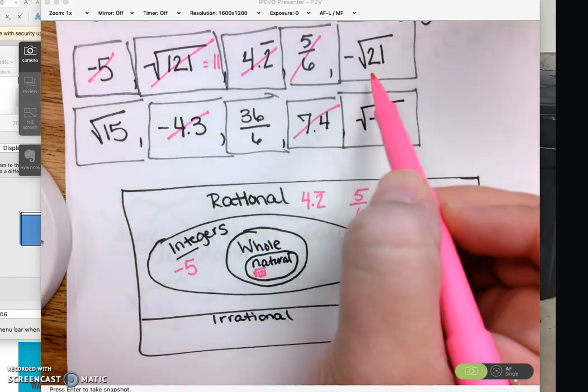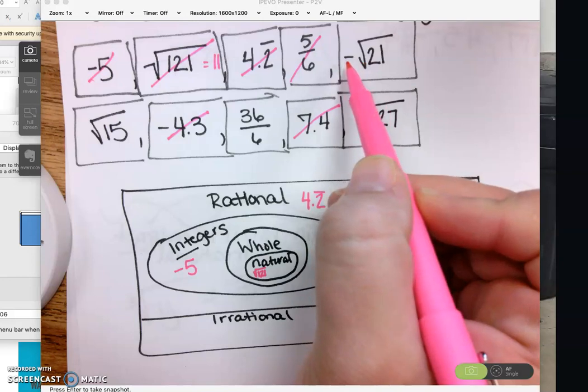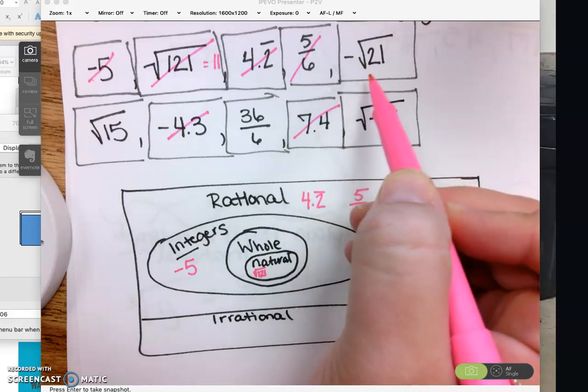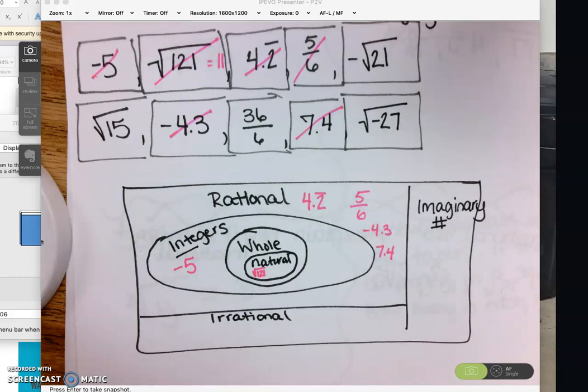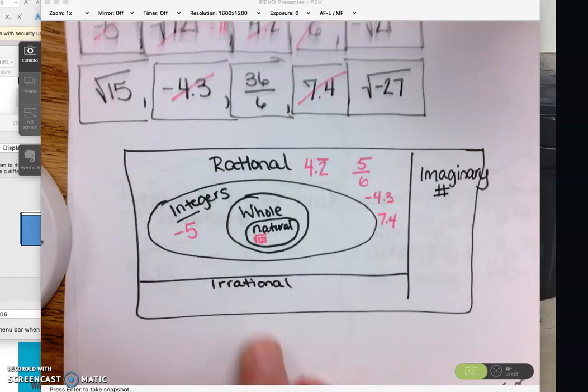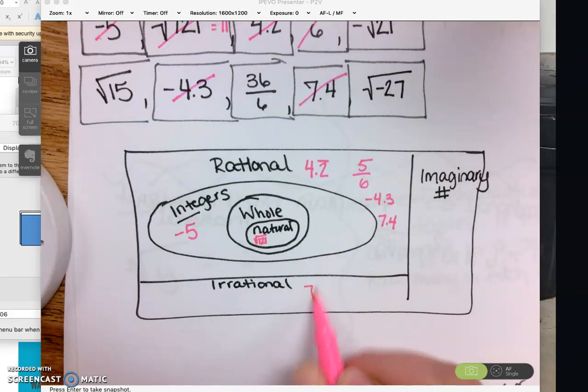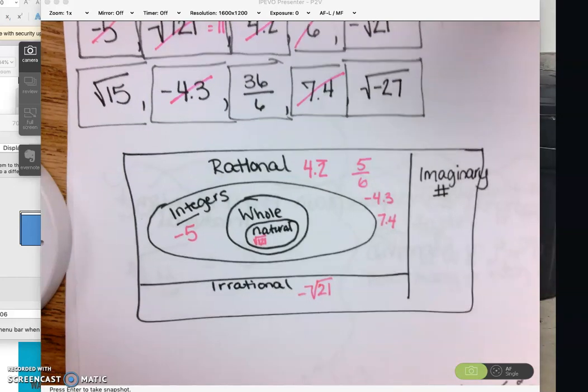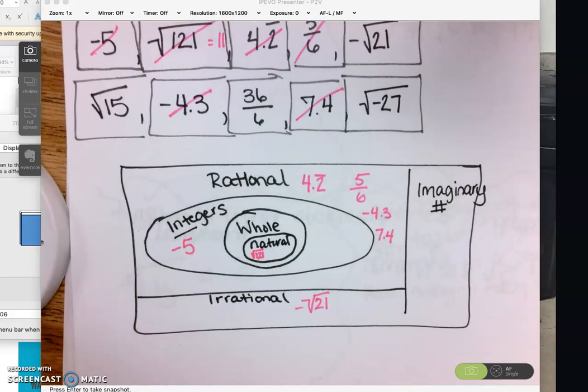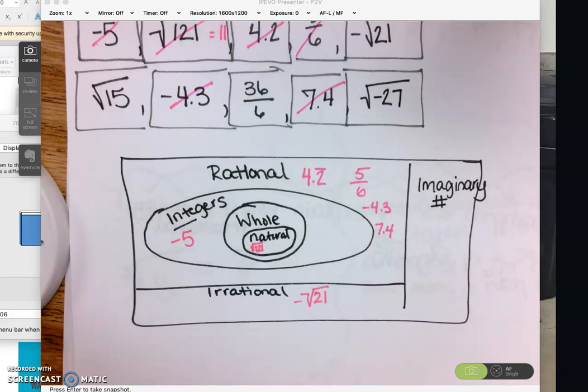This one, don't worry about that negative sign. Worry about the square root of 21. Is 21 a perfect square? No. So that's going to go into my irrational. So negative square root of 21, because no whole number multiplied by itself will get me 21. 4 times 4 is 16, so 16 is a perfect square. The next perfect square would be 25, 5 times 5. It has to be a whole number squared.